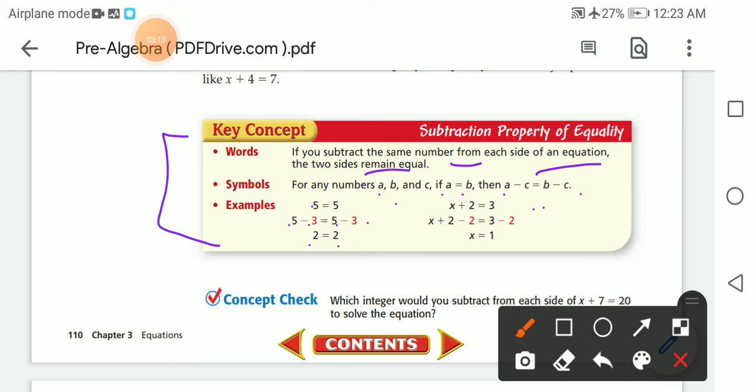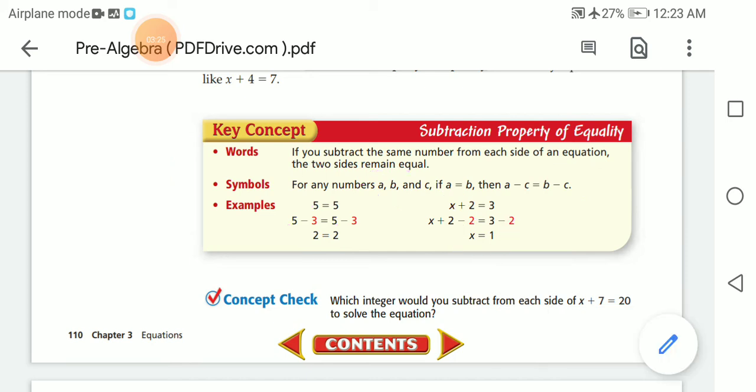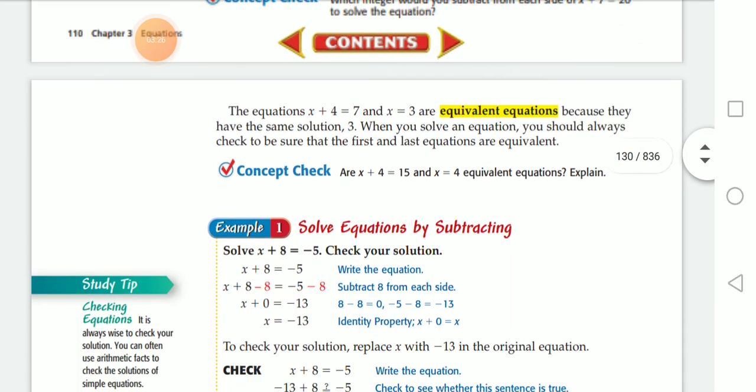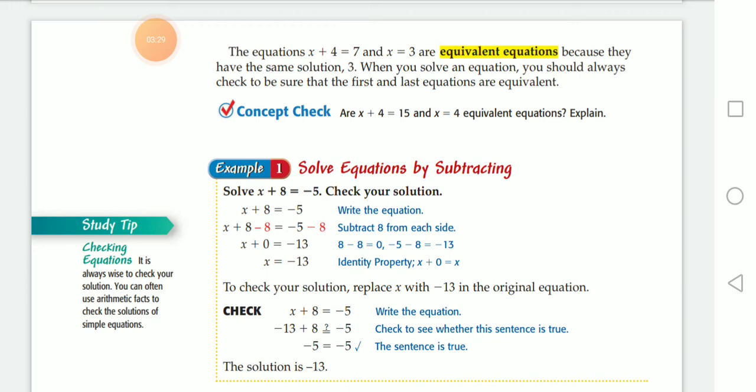And more obvious: x plus 2 equals 3. So x plus 2 minus 2 is the same as 3 minus 2. I added negative 2 here and negative 2 here. So x equals 1. Okay, got it? It's easy. The equations x plus 4 equals 7 and x equals 3 are equivalent equations. Why? Because they have the same solution, 3.